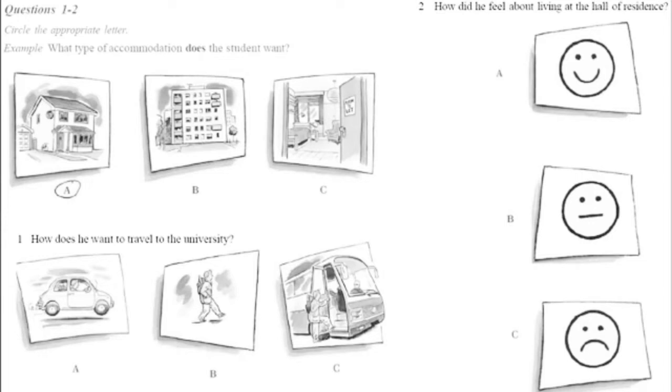The student says he wants to rent a house, so A has been circled. Now we shall begin. You should answer the questions as you listen, because you will not hear the recording a second time. Now listen carefully and answer questions one and two.